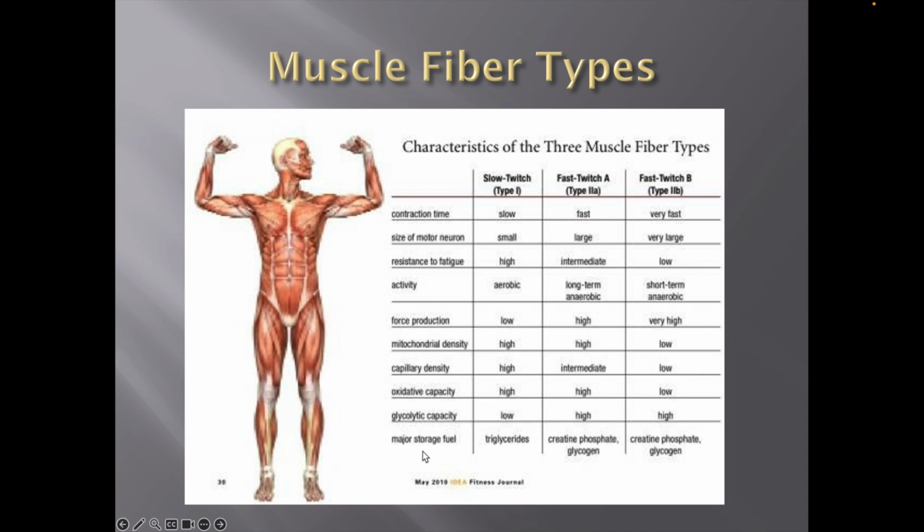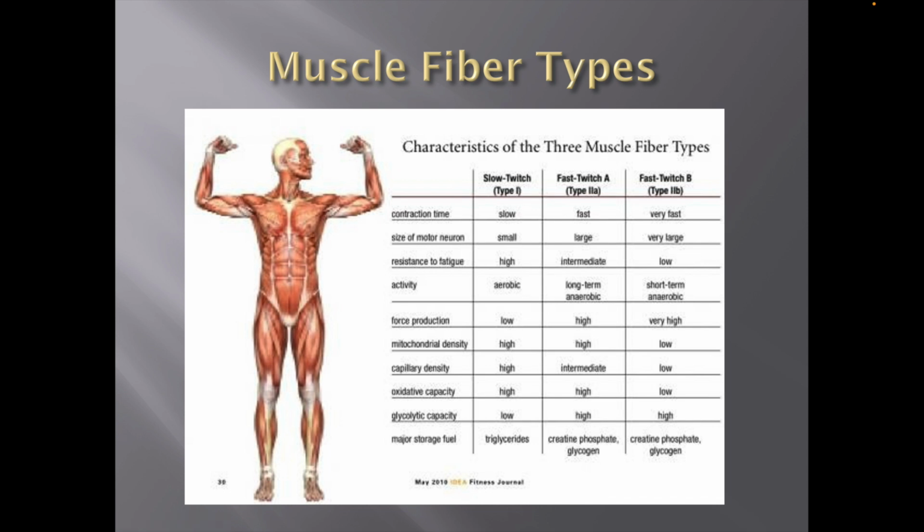And lastly, but certainly not least, major storage fuel source. Type 1 muscle fibers are going to get a lot of their energy by the breakdown of triglycerides. Triglycerides, kind of a fancy term meaning fats. So type 1 muscle fibers are very useful in breaking down fats. Type 2B and type 2A are going to mainly use glycogen, oftentimes muscle glycogen.